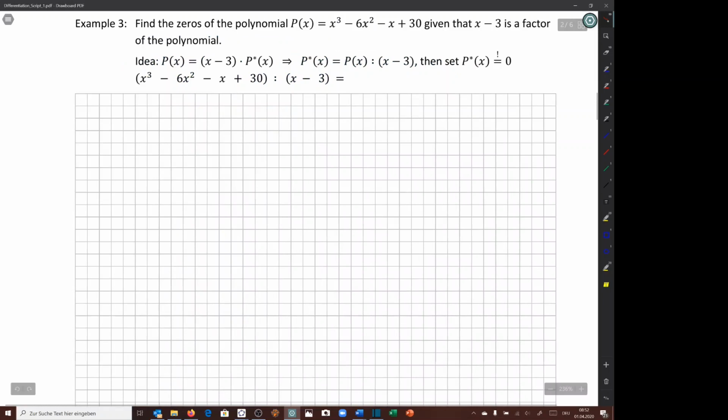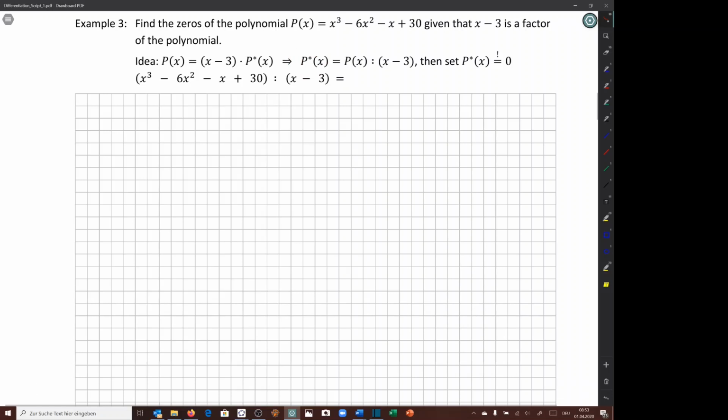In example 3, we want to find the zeros of this polynomial here. We're additionally given that x minus 3 is a factor of this polynomial, so we can write this polynomial as x minus 3 times another polynomial. To find this other polynomial, we have to divide our original polynomial by x minus 3. Once we've done that, we can set p star of x equal to 0. What we'll get is a polynomial of degree 2, so we can solve that simply.